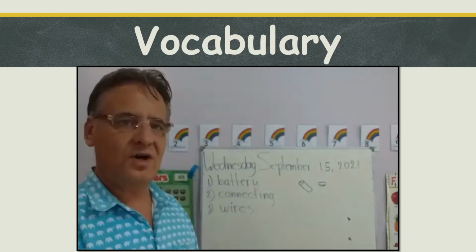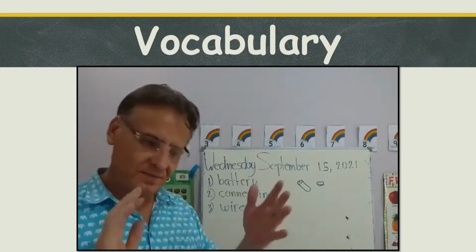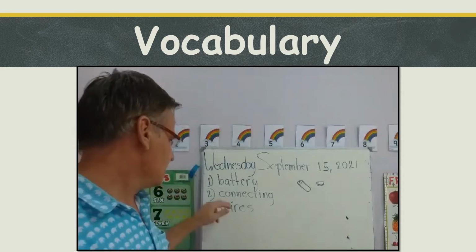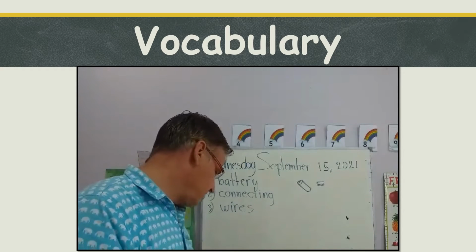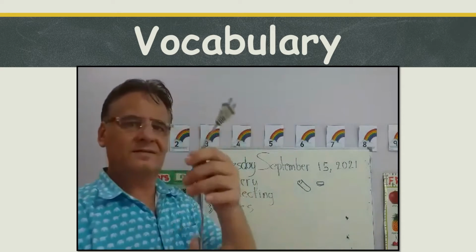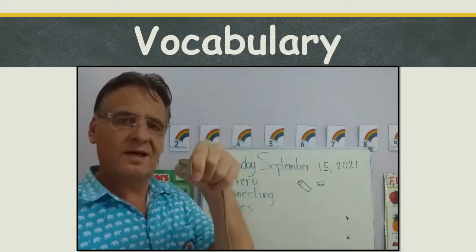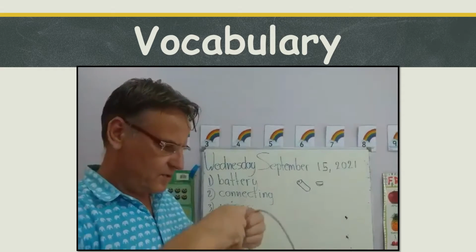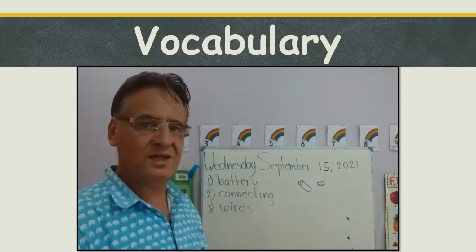Okay, number two, C-O-N-N-E-C-T-I-N-G. Connecting. Connecting means putting two things together, or three things, or four things. So, connecting means putting two or more things together. For example, you can connect the plug from the cable, like this one, right? When you put it in the wall socket, you're connecting the electricity. Also, if you have, for example, Lego, you can put the blocks on top of each other, you connect the blocks. So connecting means putting things together.